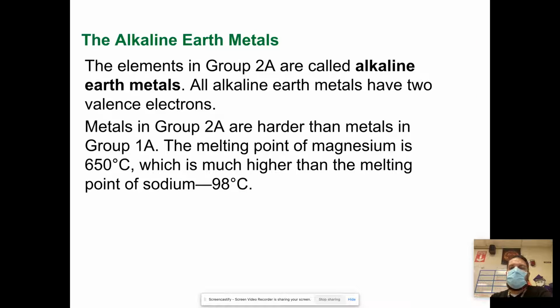Group 2A are called alkaline earth metals, and alkaline earth metals have 2 valence electrons. Metals in group 2A are harder than the metals in 1A. The melting point for magnesium is 650 degrees Celsius. That's pretty high, which is much higher than the melting point for sodium.